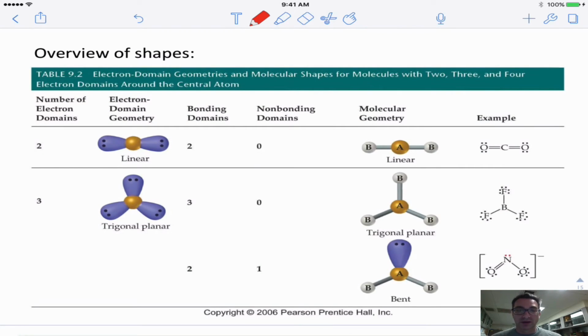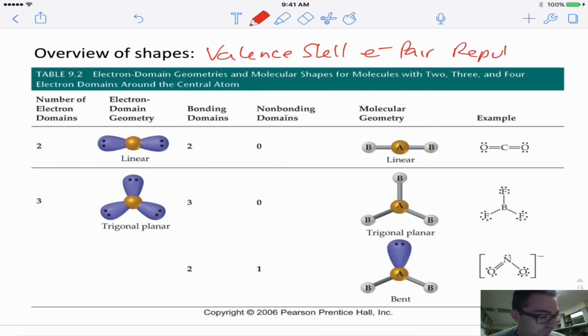Well, the shapes are known as the VSEPR shapes. And so the idea is you have the valence shell electron pair repulsion model. Valence shell electron pair repulsion, VSEPR for short. And what this says is that the electrons will spread out as much as they can to minimize their repulsions to one another.